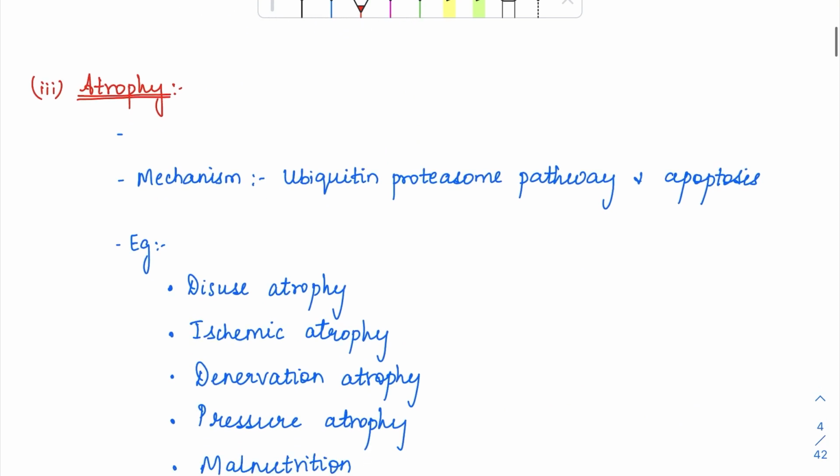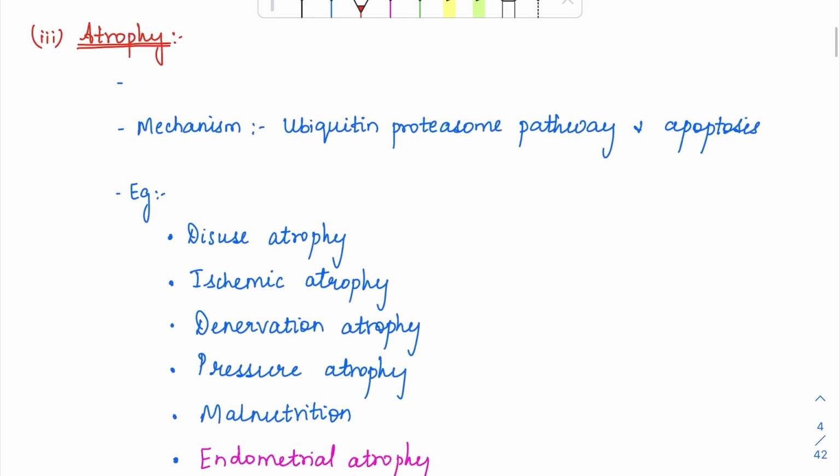So let's see the third cellular adaptation, which is atrophy. Atrophy literally means decrease in the cell size and number. So it is going to be the exact opposite of both hypertrophy and hyperplasia, right? For the cell to increase in size, the cell had to increase protein synthesis. Similarly, for the cell to increase in number, the cell had to divide. So when atrophy is happening, it is the reverse.